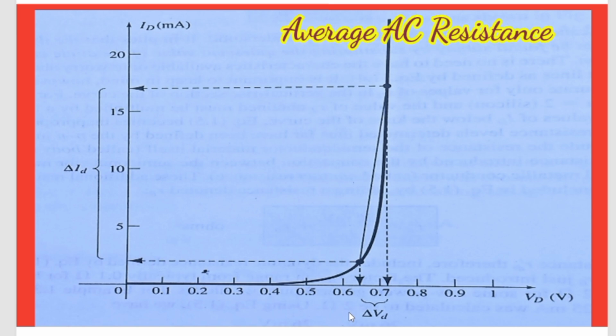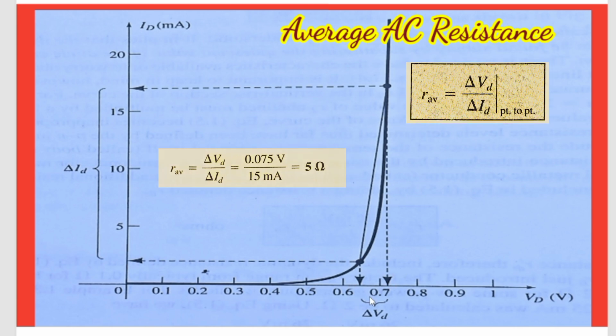Remember this one. If the input signal is sufficiently large to produce a broad swing, the resistance associated with the device for this region is called the average AC resistance. The average AC resistance is by definition the resistance determined by a straight line drawn between two intersections established by the maximum and minimum values of input voltage. So R average equals delta VD upon delta ID.